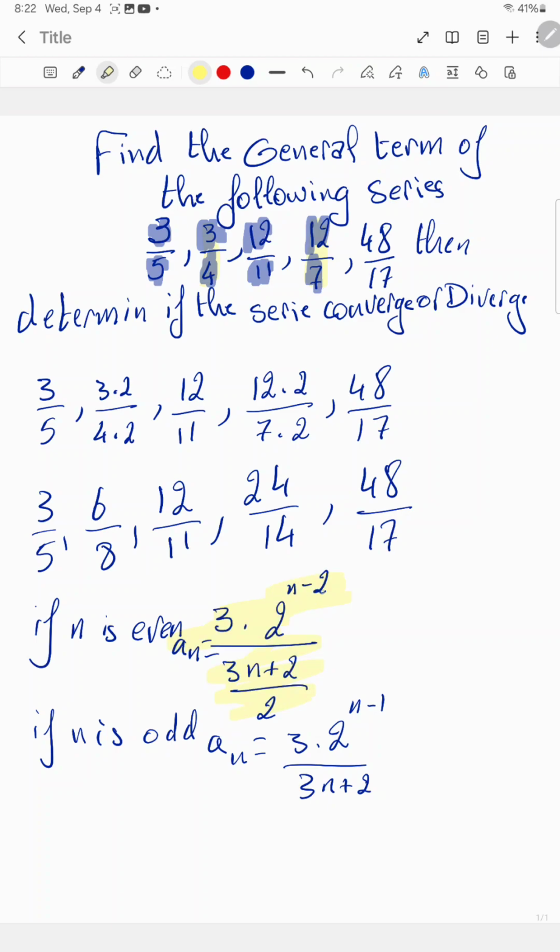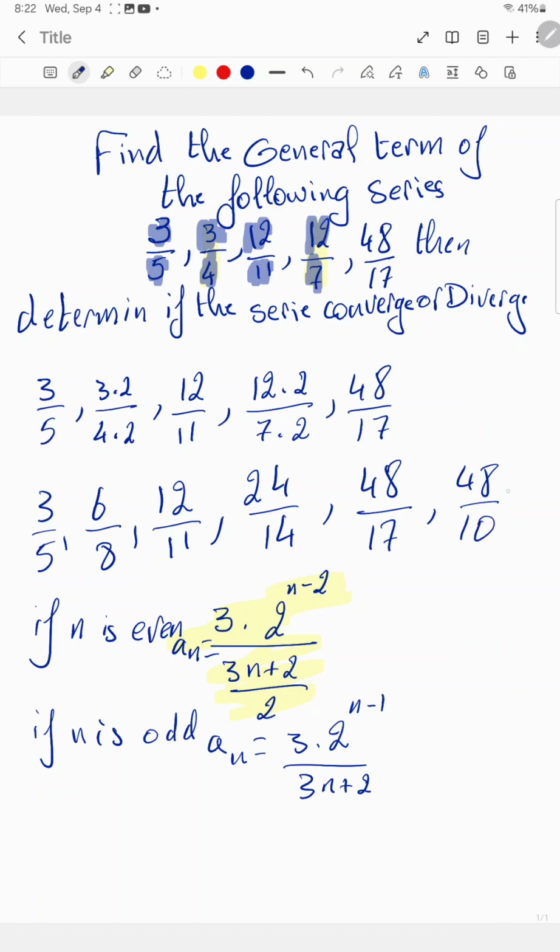6 minus 2 is 4. 2 to the power of 4 is 2 times 2 is 4, times 2 is 8, times 2 is 16. And 3 times 16 is 48. So the sixth term becomes 48 here. And the denominator is 3 times 6 is 18, 18 plus 2 is 20, divided by 2 is 10.